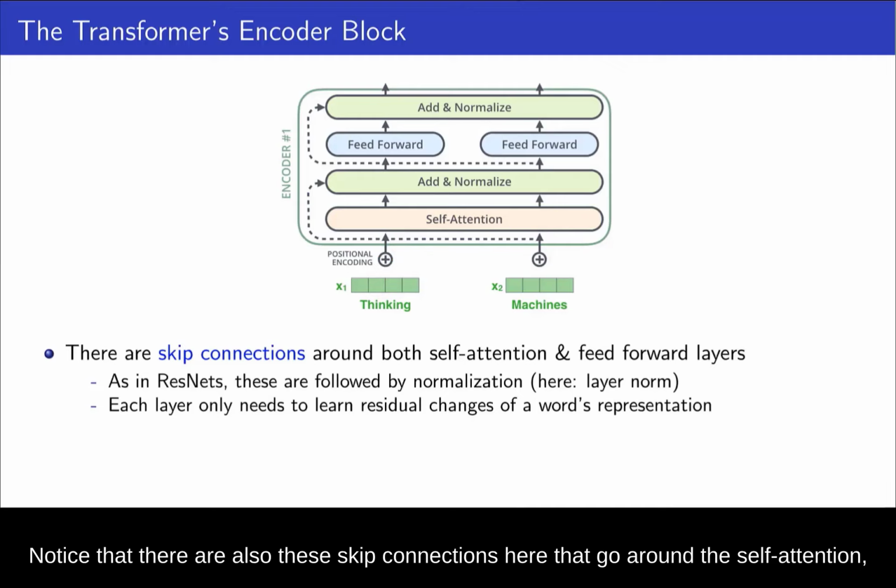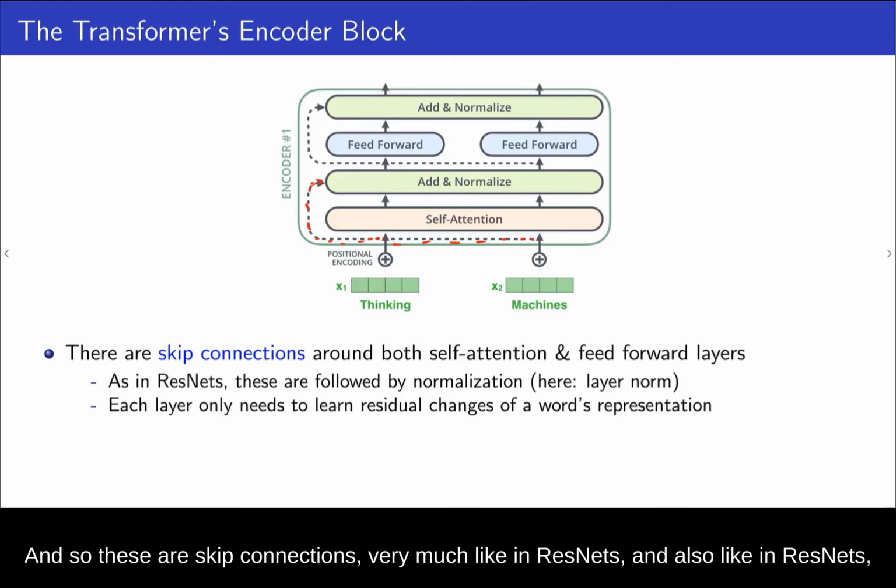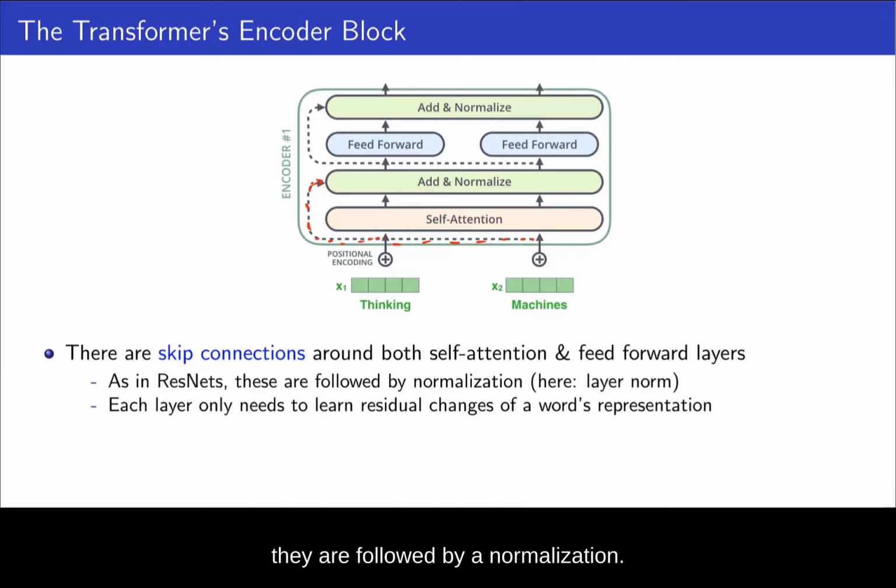Notice that there are also these skip connections here that go around the self-attention, and this happens for each of the words. And so these are skip connections, very much like in ResNets. And also like in ResNets, they're followed by a normalization. Here it's not batch norm, but it's layer norm.